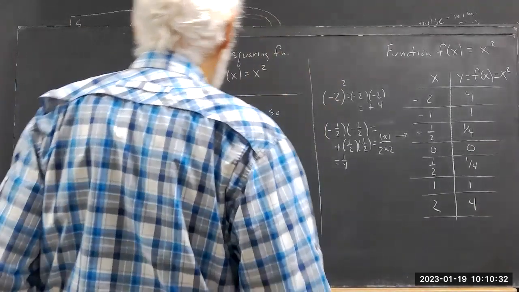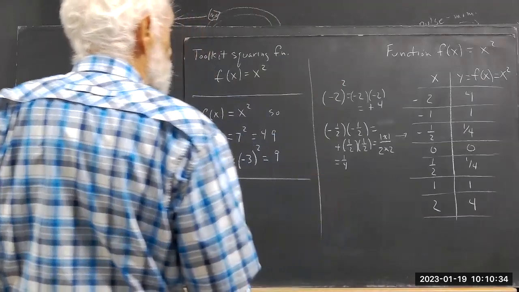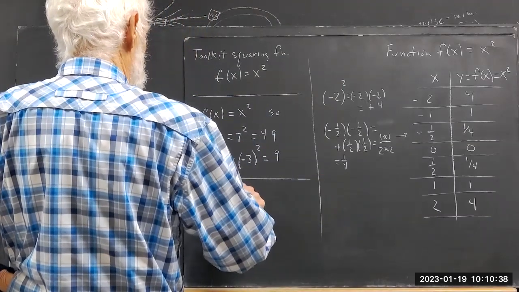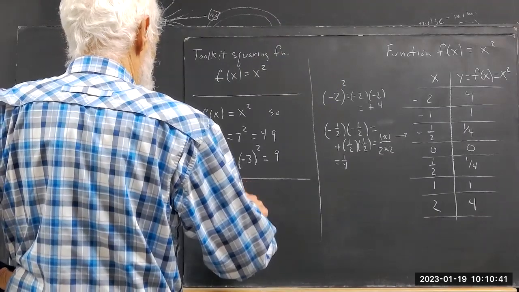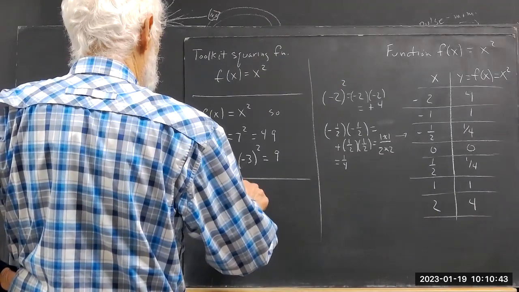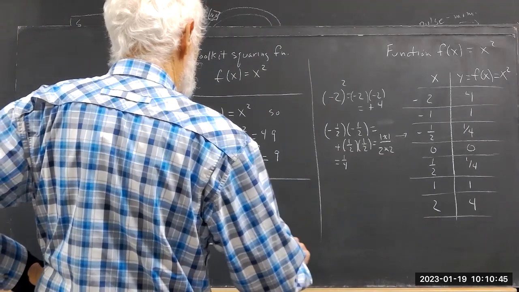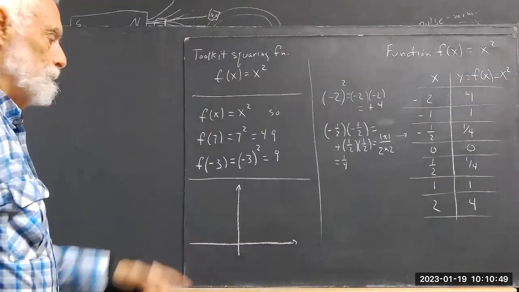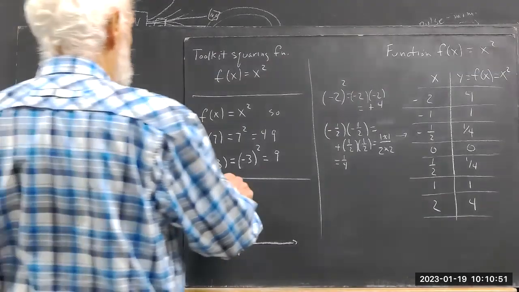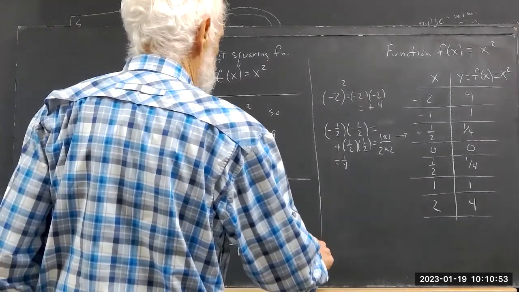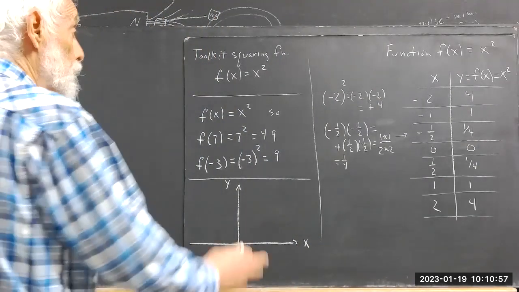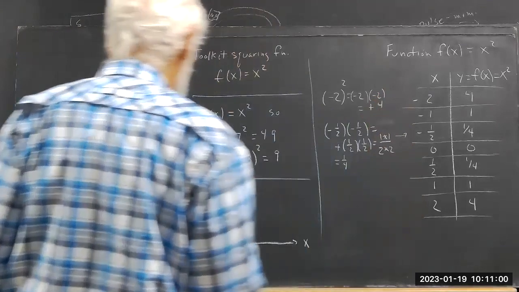Now, what can we do with this? Well, we can make a graph. And we can take these points. We can take the numbers on this table and represent it on a graph with y versus x. And so x values go from -2 to 2.